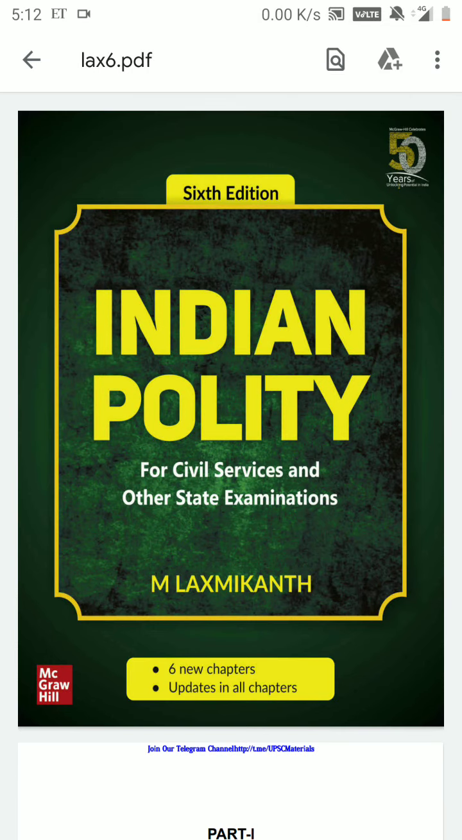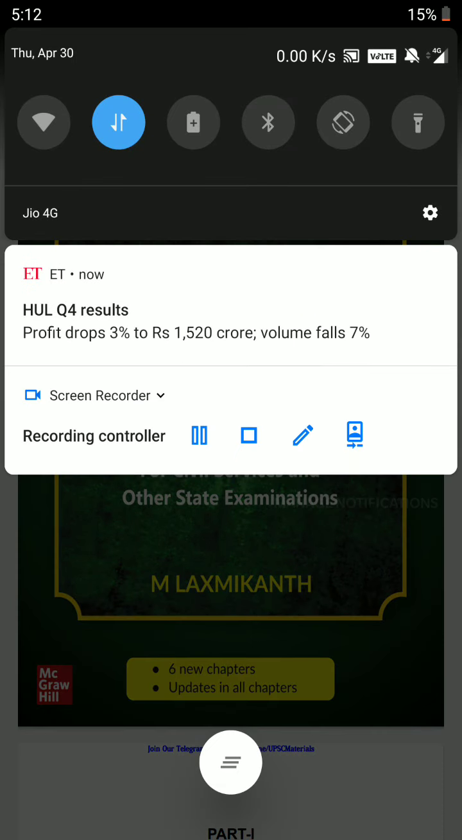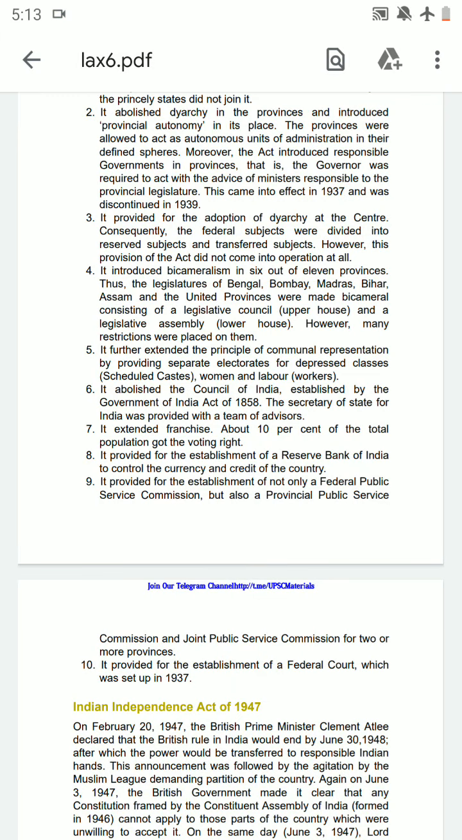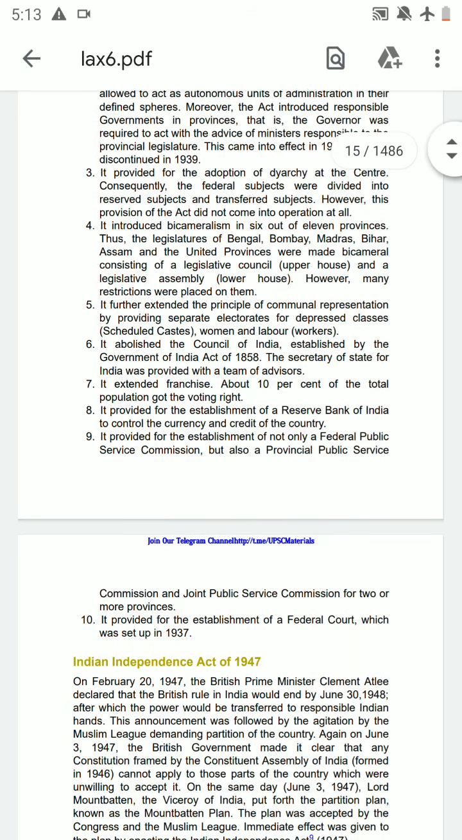As we are continuing with our chapter 1, it further extended the principle of communal representation by providing separate electorates for depressed classes, scheduled castes, women, and labor workers. It abolished the Council of India established by the Government of India Act of 1858. The Secretary of State for India was provided with a team of advisors.